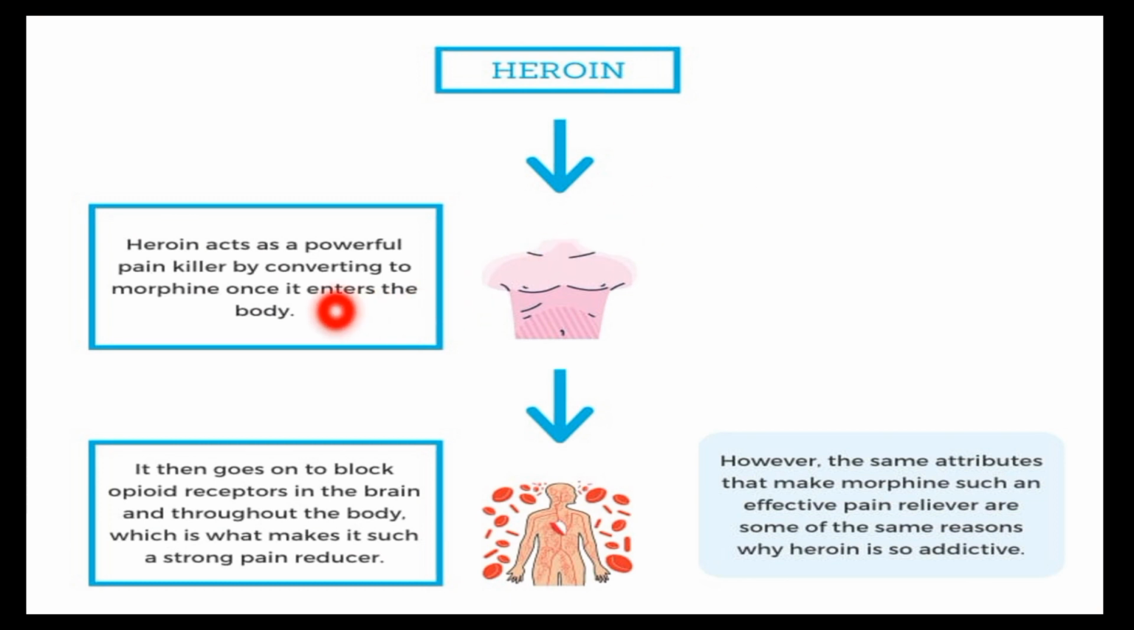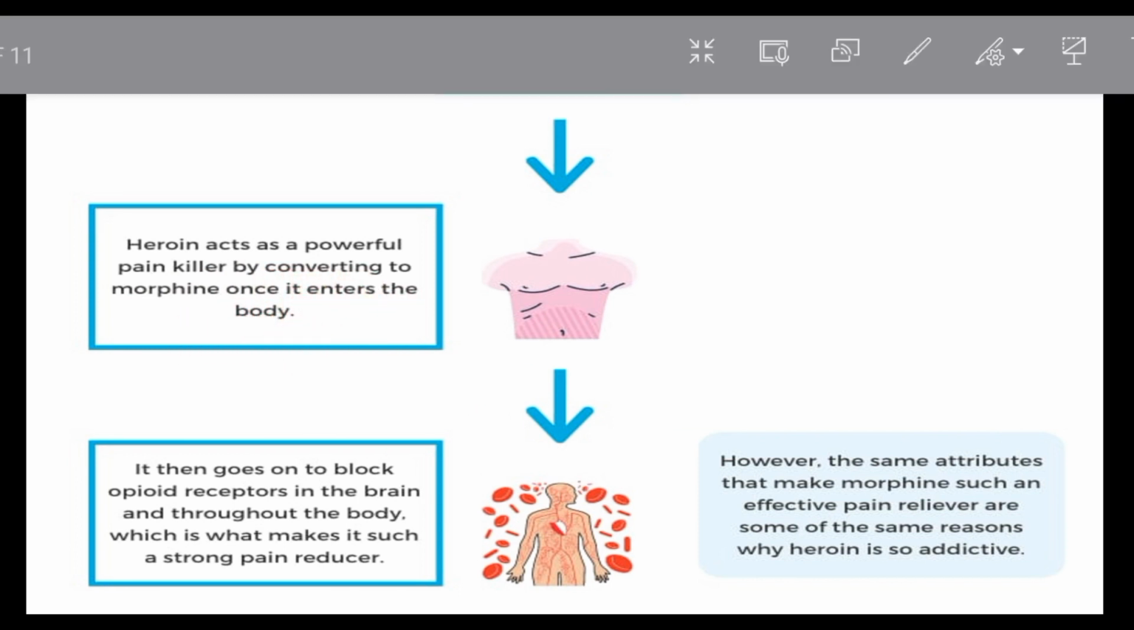Heroin acts as a powerful painkiller by converting to morphine once it enters the body. Then it goes on to block opioid receptors in the brain and throughout the body, which is what makes it such a strong pain reducer. However, the same attributes that make morphine such an effective pain reliever are some of the same reasons why heroin is so addictive.